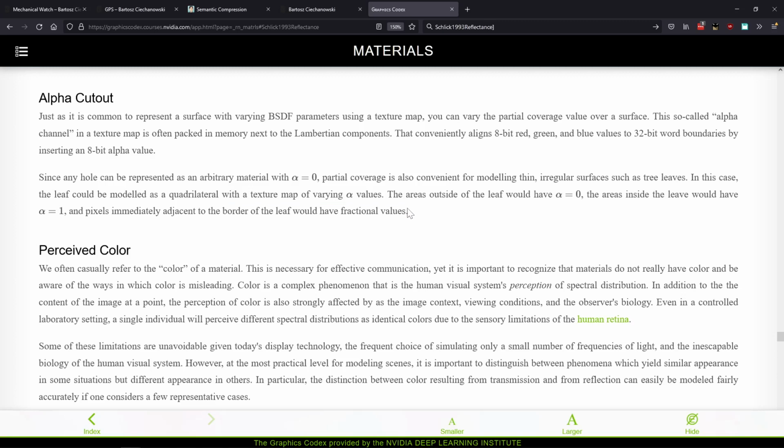But you could still do that here though, right? Because you could have the partial coverage, say, have your leaf be a quad, but then everywhere it's not a leaf, have it be alpha zero. But then where it is alpha one, you can still have a transmissive BSDF for those parts, I think.